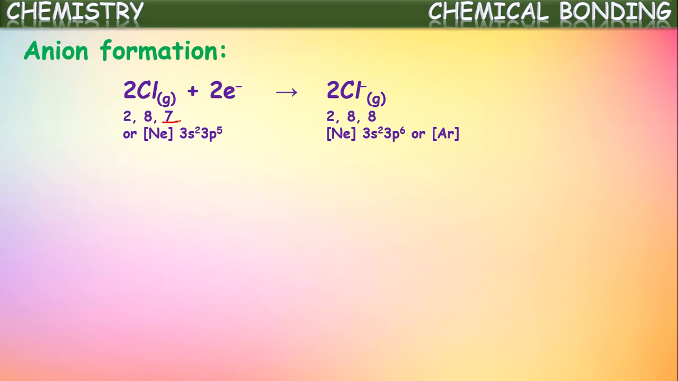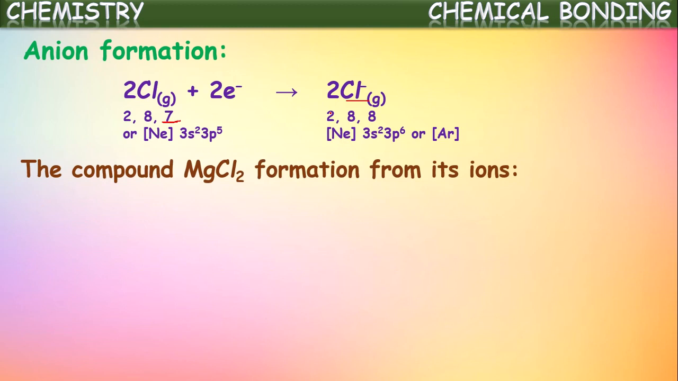So each chlorine atom gains 1 electron and converts into a Cl- ion, which we call the chloride ion. This chloride ion has the stable electronic configuration of the nearest noble gas argon, that is 2, 8, 8. This configuration is attained by chlorine by gaining an electron. Thus chlorine forms a uni-negative anion. Now the cation and anion are both formed. This happened by the transfer of electrons between magnesium and chlorine atoms.